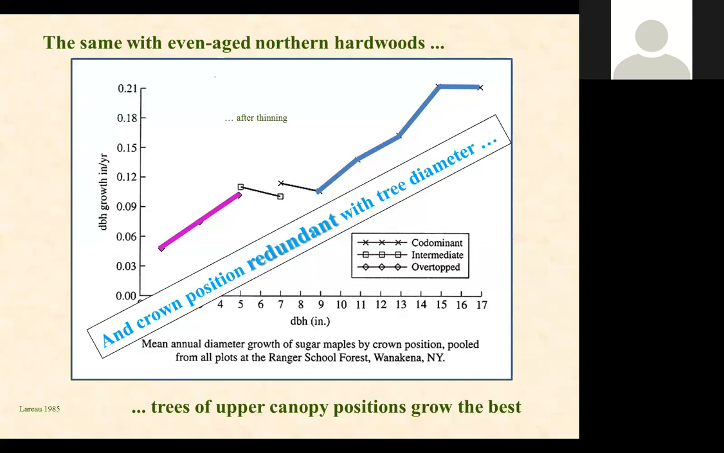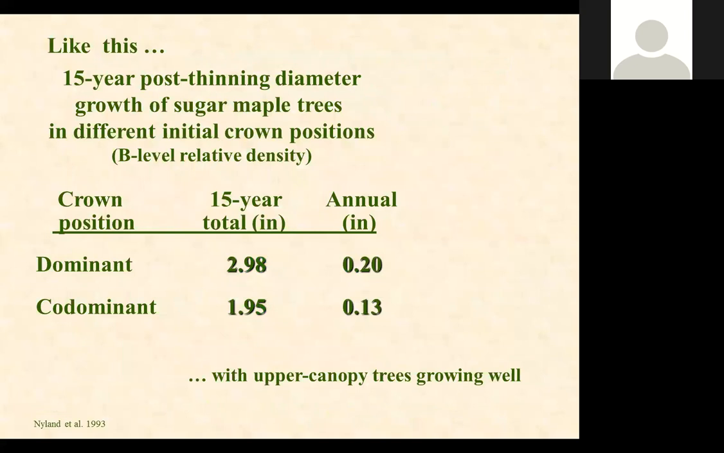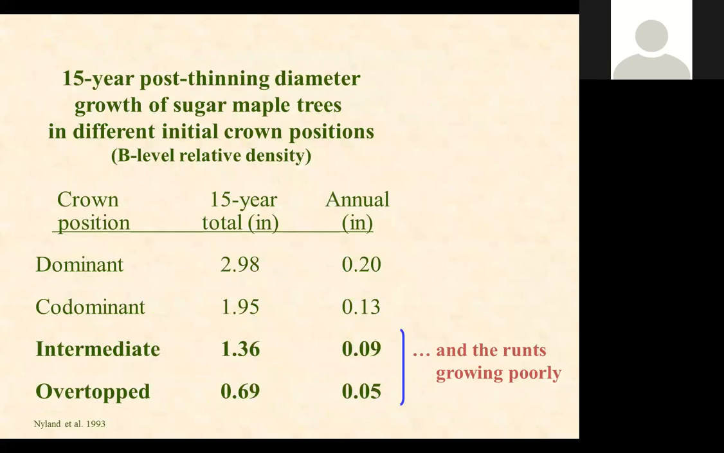Here's some data. We went back to the same plots as Larrue and measured them after 15 years, and the average 15-year growth on the dominant trees was about 3 inches, the co-dominants just under 2 inches, the intermediates 1 1/3 inches, and the overtopped trees 2/3 of an inch. Once a runt, always a runt, just like pigs. Trees of small size in even-aged stands and of subordinate canopy positions just do not grow well after thinning. If you want to maximize tree growth, you've got to keep the dominants and the upper co-dominants.